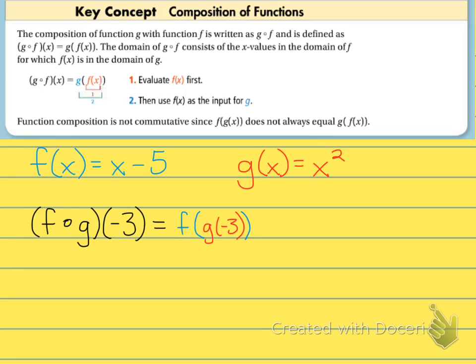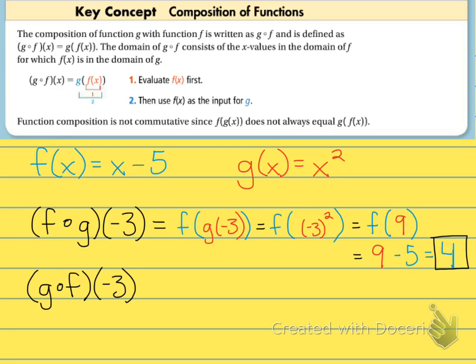So first I have to evaluate what is g of negative 3. Because g of x is x squared, I'm going to take negative 3 squared, which we know is 9. So 9 is now the input that I'm going to use in my f of x function, which is x minus 5. Substituting 9, I get 9 minus 5, which is 4. So the final answer for the composition f of g of negative 3 equals 4. It is a final output of 4. Okay, so then let's do another example.